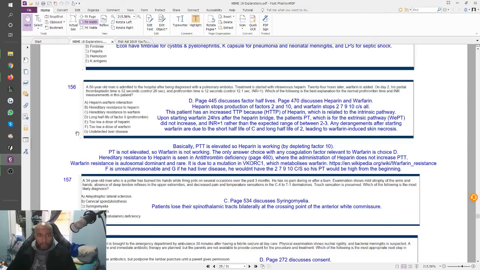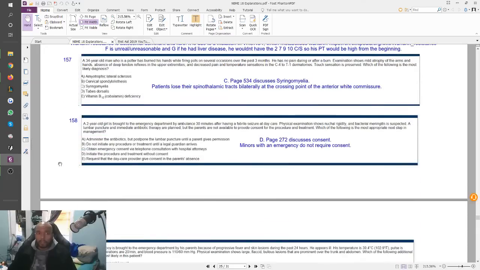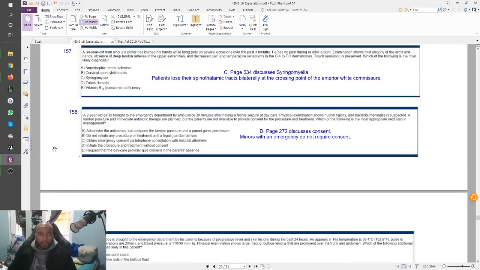And F, too low a dose of warfarin, is an unreasonable answer, because there was no reason for us to think of dose because they're not really mentioning any dosages. And that's really all there was to this question. So it was an interesting question. I know a lot of people got it wrong, but just make sure you remember the half-life thing, and that'll really keep everything straightforward.